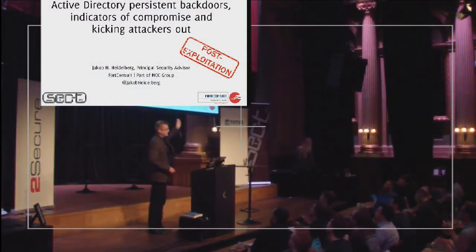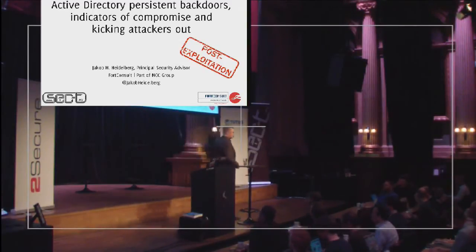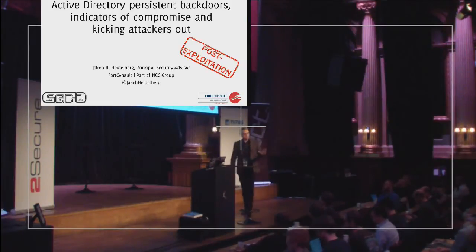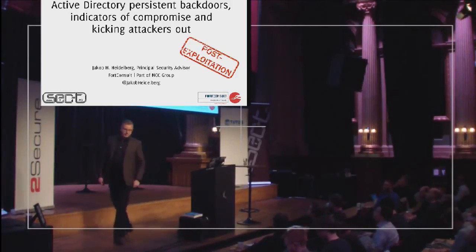So this long title is mainly about Active Directory persistence and kind of where you can hide, and where you should look for potential compromised security things in Active Directory. So where can attackers hide?